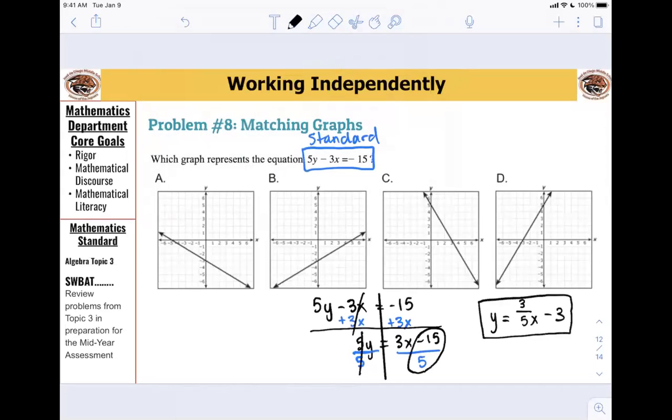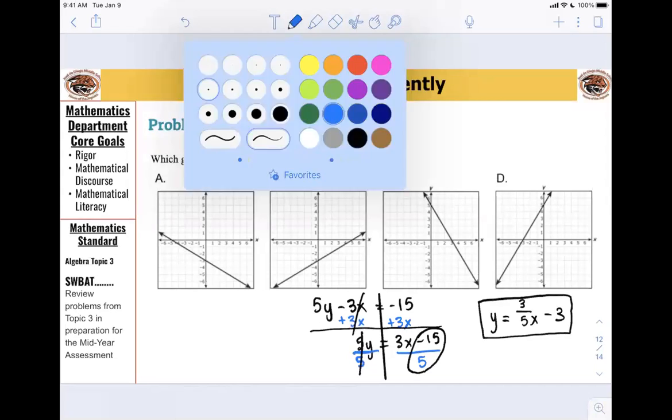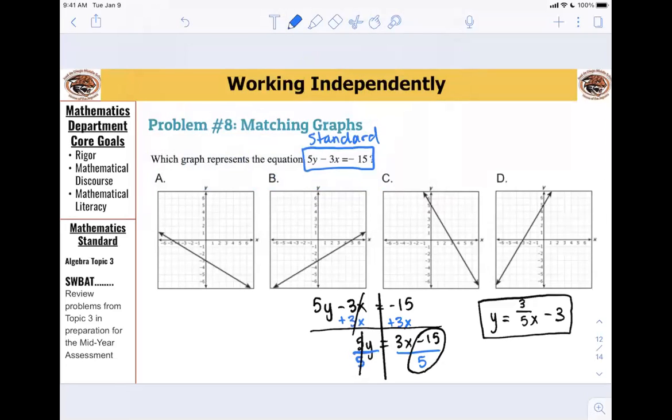What can I do to identify the correct answer? Since the slope is positive, we have to take away the negative signs, which will be A and C. A and C are out because they are negative. And then what else can I look at? The y-intercept, which is -3, so it is B. Good. The y-intercept has to be -3, so it has to be B.